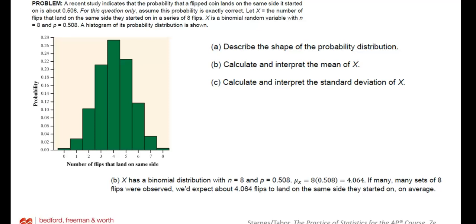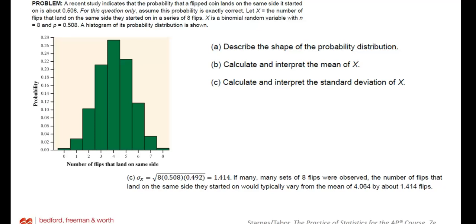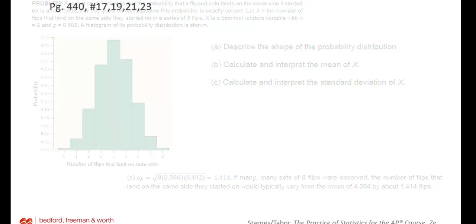Kind of interesting. Calculate, interpret the standard deviation of x. Again, you're going to apply that formula, square root of n times p times the complement of p. So it'd be 8 times 0.508 times 0.492, all that square rooted. You get that number, which is 1.414. If many sets of 8 flips were observed, the number of flips that land on the same side as they started on would typically vary from the mean by about 1.414 flips. That's your lesson for today.